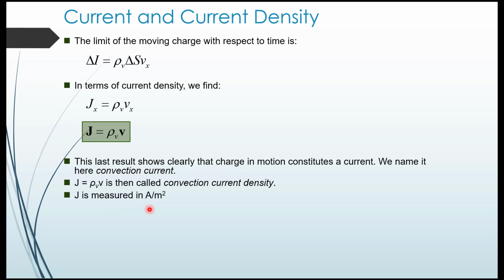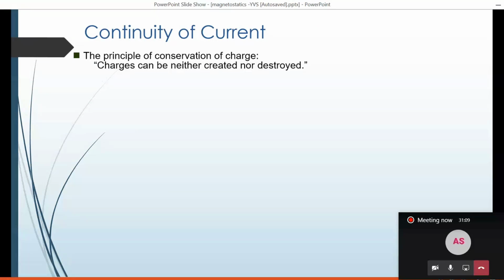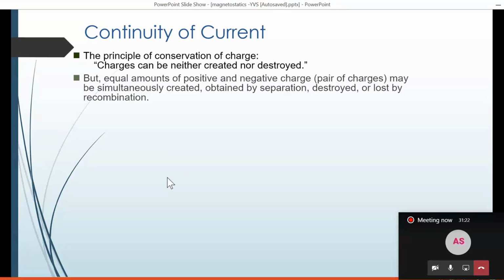Okay, so the principle of continuity of current is one more term. It tells about the principle of conservation of charge. The charges cannot be created or destroyed, but equal amounts of positive and negative charge may be simultaneously created and obtained by separation, or they may be destroyed or lost by recombination.